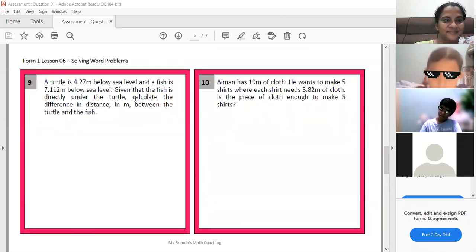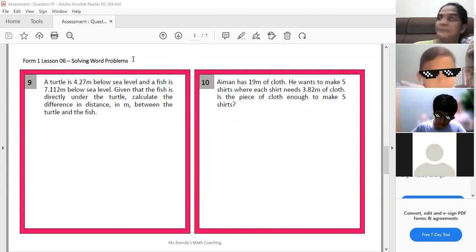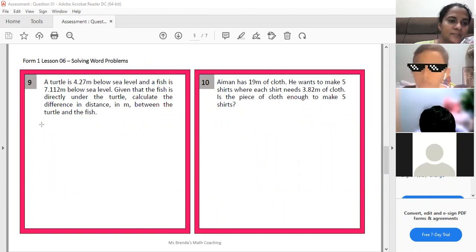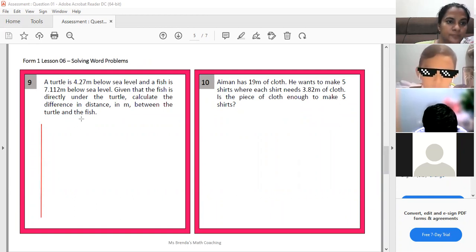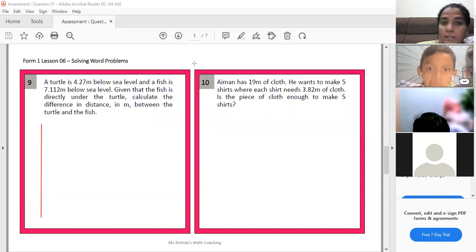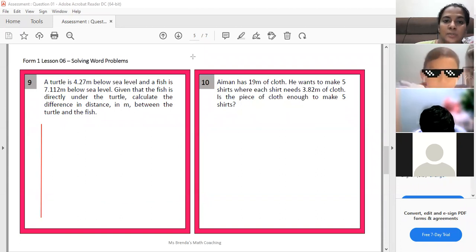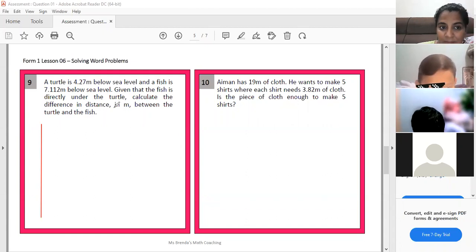Number 9 and 10. Okay, all of you now, number 9, the turtle and the fish. You try to do it now on your own. Use a line to help you. Where is the turtle? Where is the fish? Try to draw it out on that line and try to figure out what we are supposed to find. We're supposed to calculate the difference in distance between the turtle and the fish. The story is a little complicated here, so do try it and do draw it.